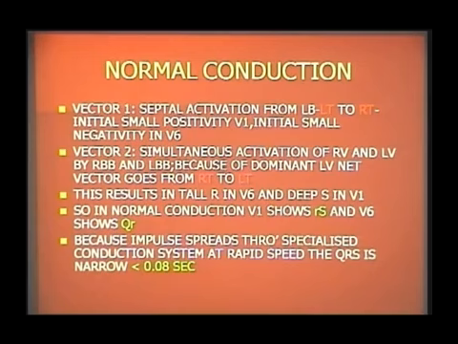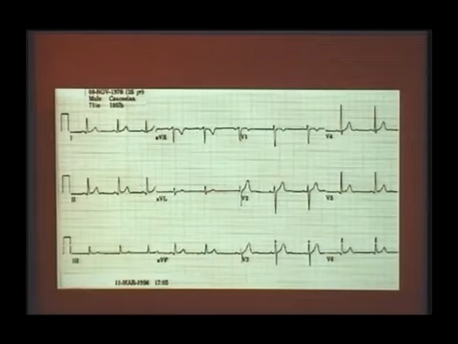Why is it 0.08 seconds? Because every portion of the heart should be depolarized by the specialized conduction system. When that is not happening, you will have a wide QRS. So this is your normal ECG, having a QRS duration of less than 0.08 seconds.